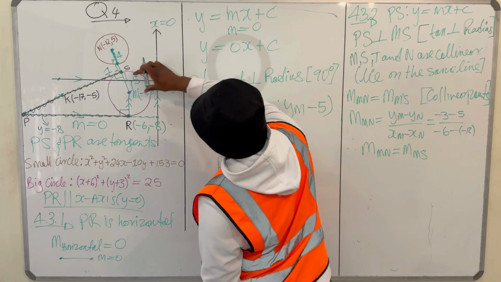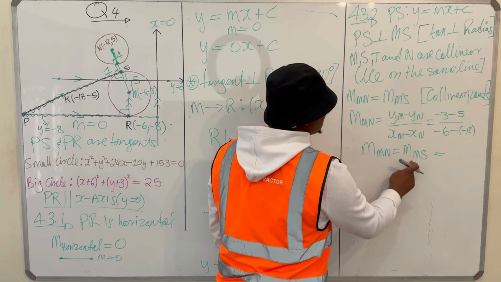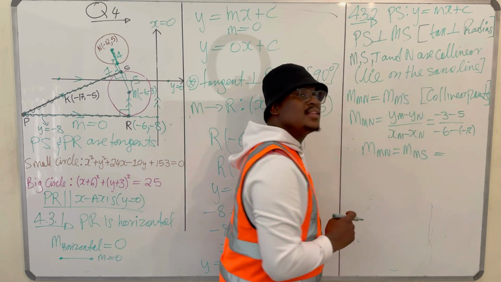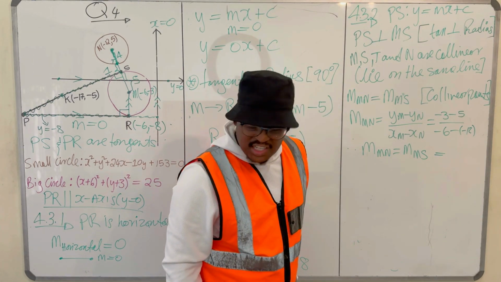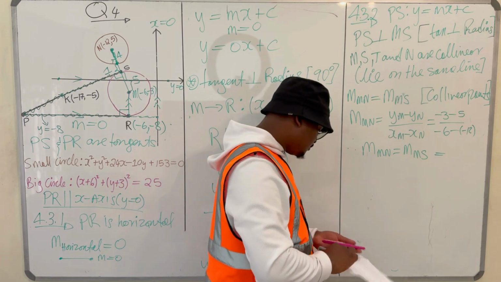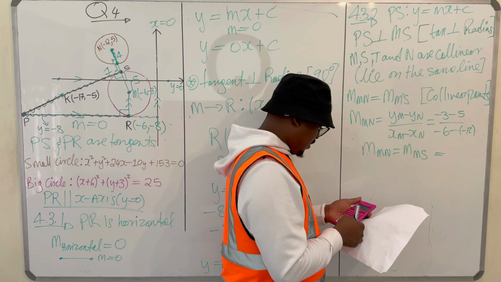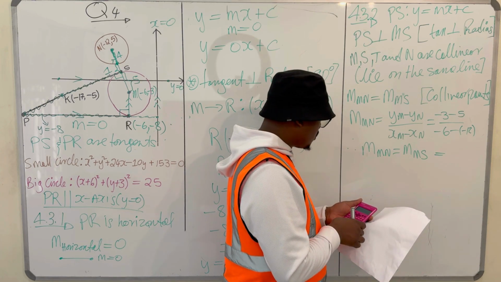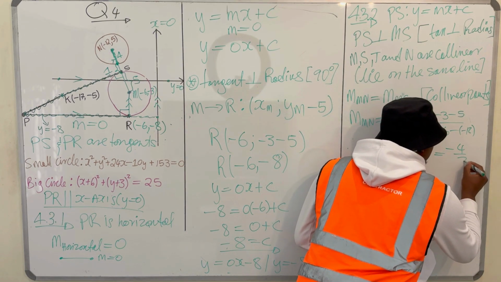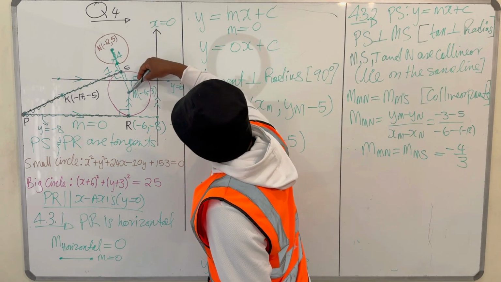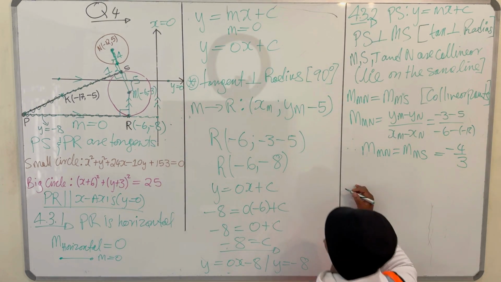Therefore, the gradient of MN, the same as that of MS, which is that of a radius there, is equal to the answer of this, because I said these were equal because it's gradients between collinear points. So let's work it out and see what we get. -3 minus 5 divided by -6 minus -12. We get that the gradient is equal to -4/3. So this gradient that we get is the gradient of MS. It's equal to -4/3.